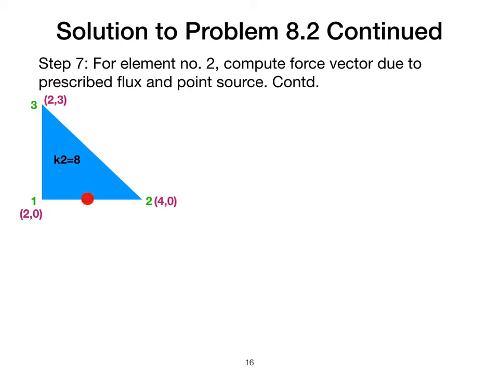Now we also have to calculate the force vector due to the point source, and it is given in the problem that a point source P equal to 45 is given at the coordinate (3, 0) as shown in the figure as a small circle in red.